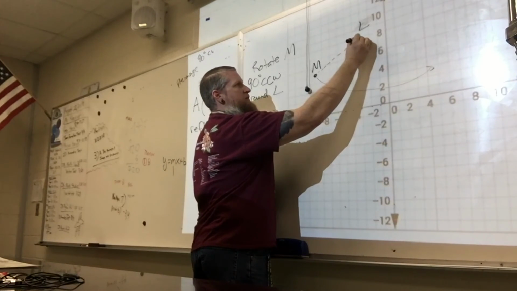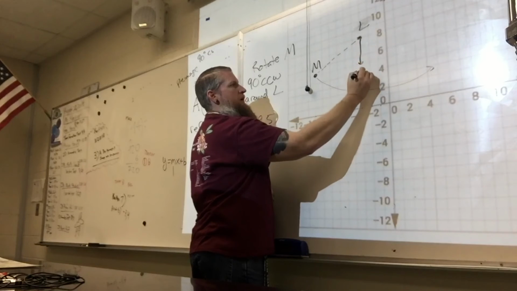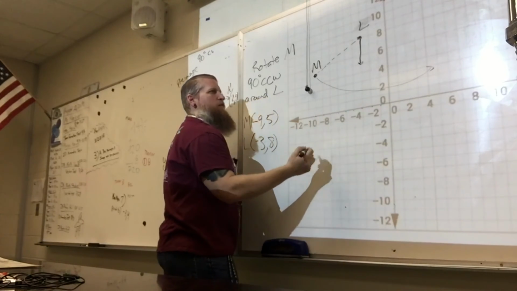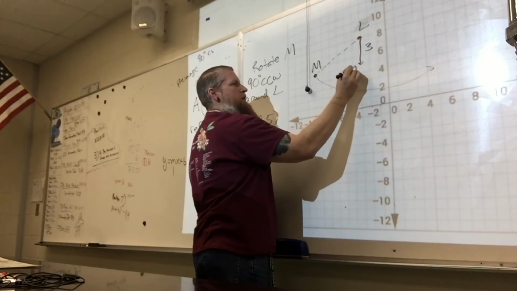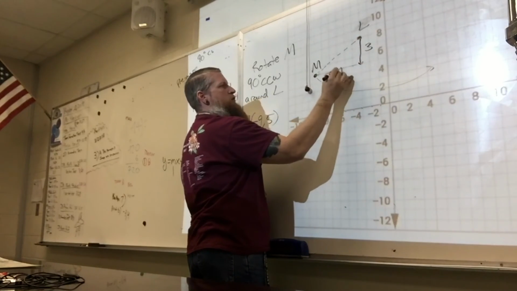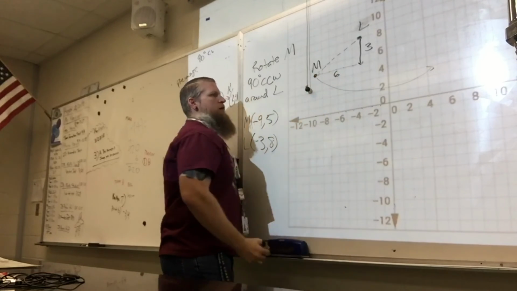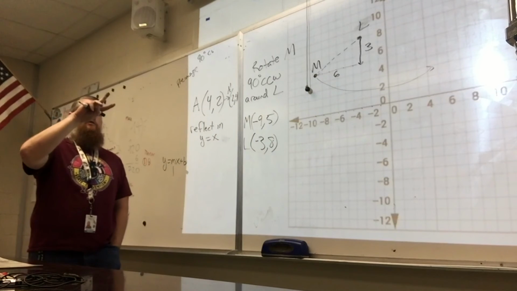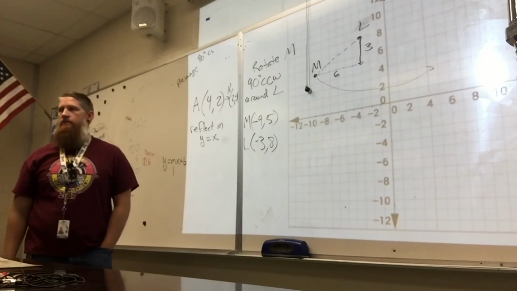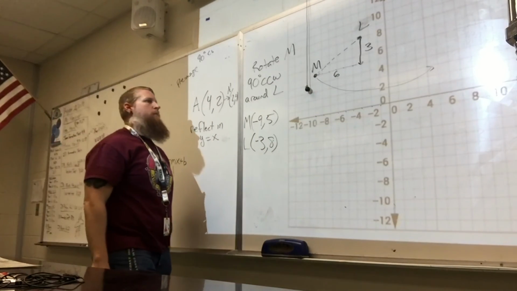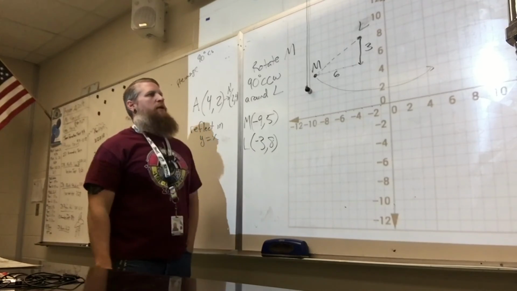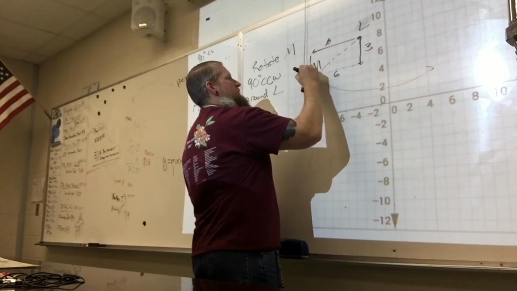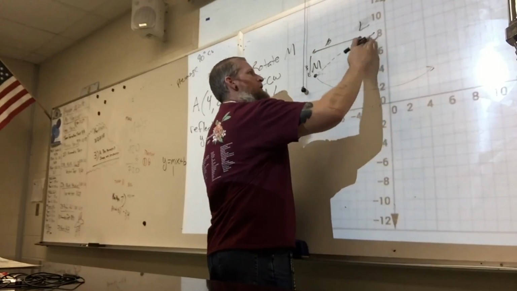So to get from L to M, I got to go down. How many is that? 2 or 3? 3, right? So if I count, it's 1, 2, 3. Then I go this direction, 1, 2, 3, 4, 5, 6. So wherever I put my rotated point, I have to have the 2 sides being 3 and 6. Actually, it would be easier if I draw it like this. There's 6, there's 3, because otherwise it's going to get messy in there.